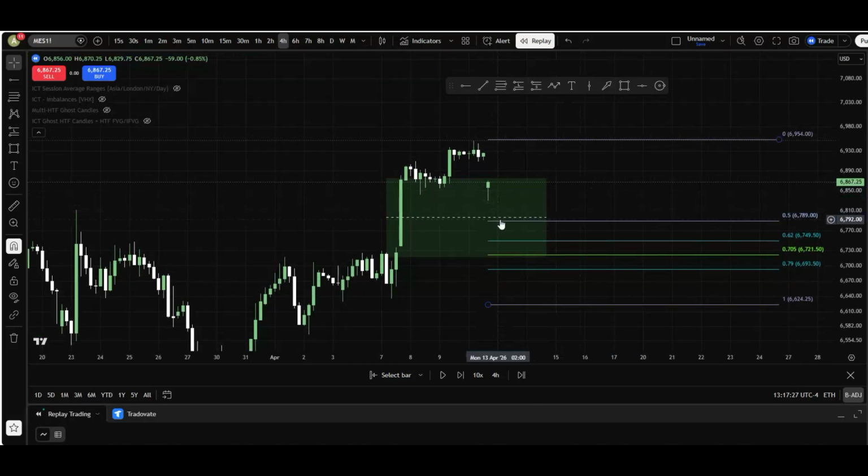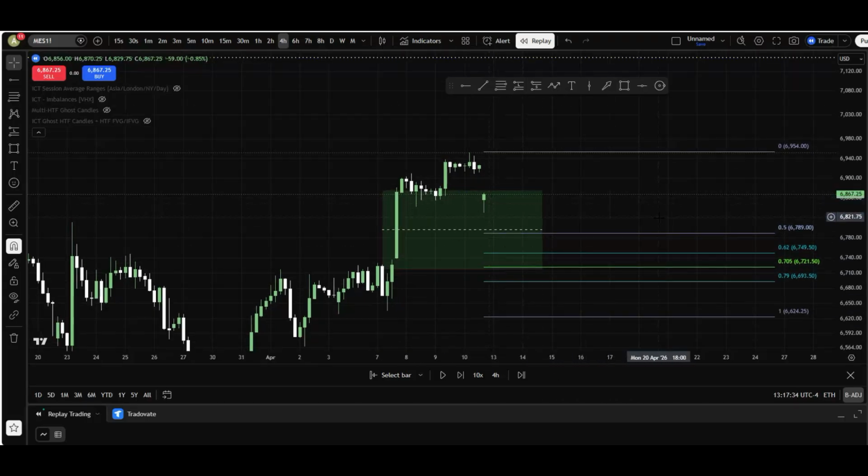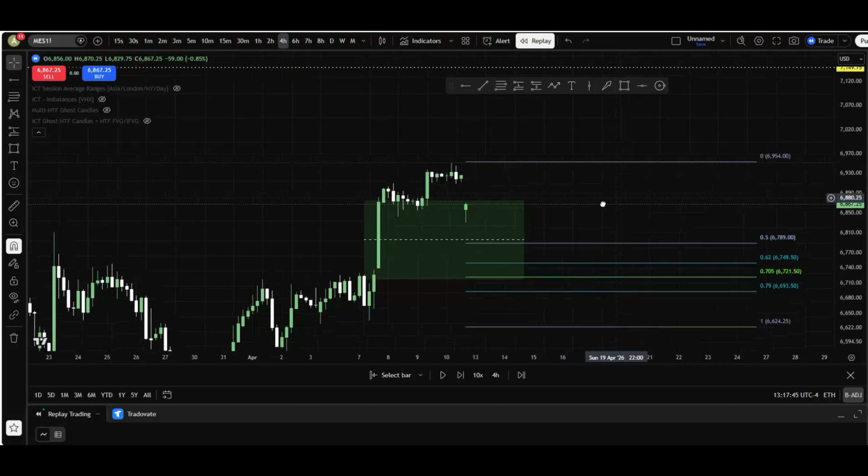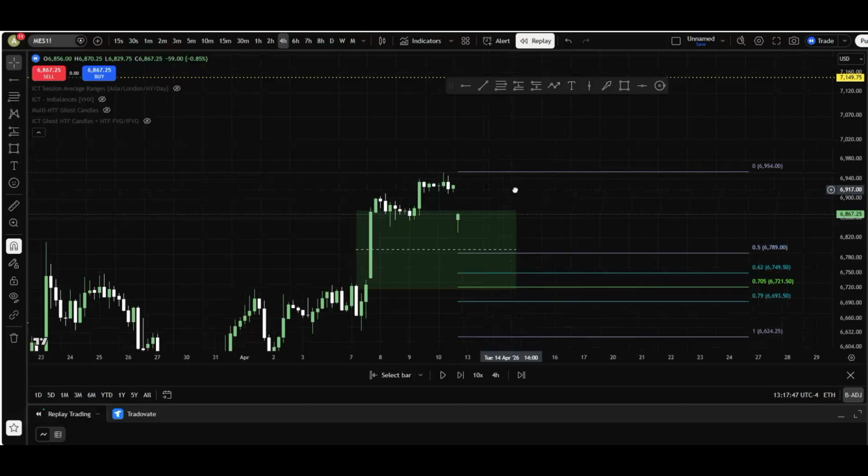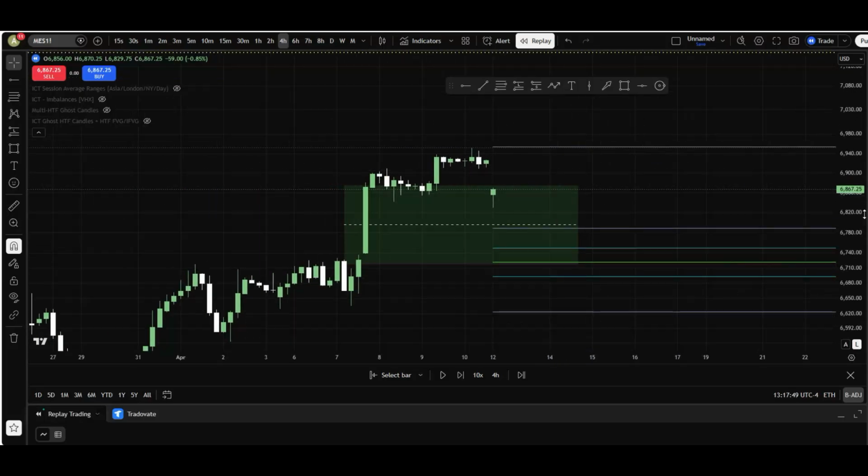Now, do we have to go down here? No, we don't. We don't need to go down to the OTE. We don't need to do any of that. Honestly, if I am expecting expansion, I don't want this massive retracement. Okay, we're sitting right around the 25% here. That's fine with me.